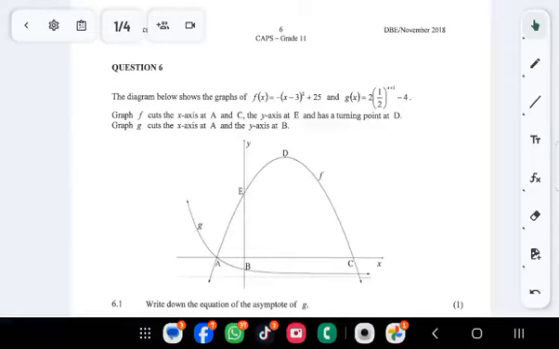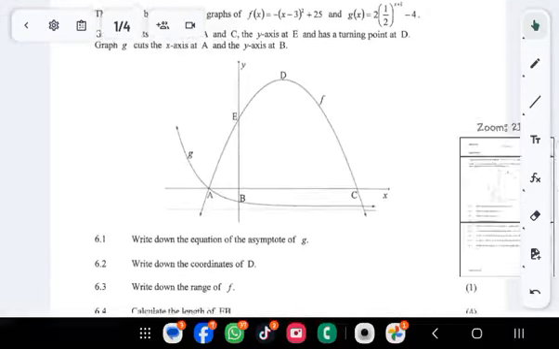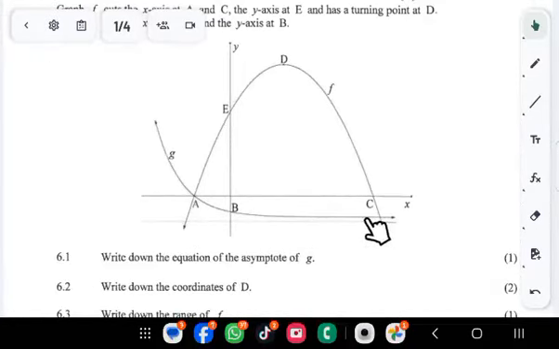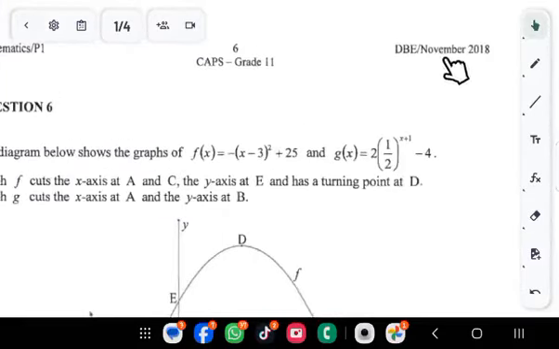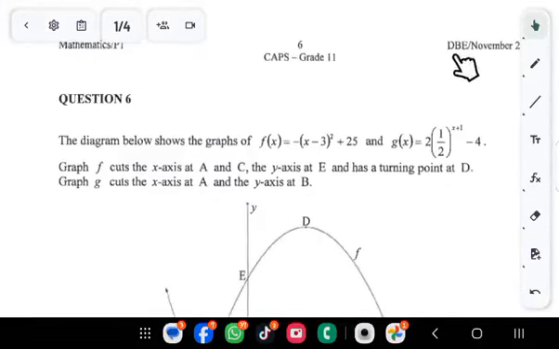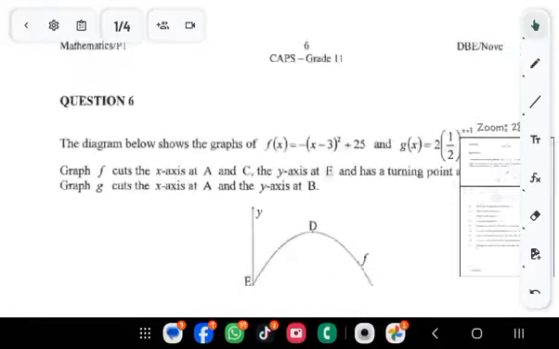And in this video, we're going to look at another grade 11 functions question, particularly focusing on the exponential function, even though we have a parabola, which a lot of people struggle with. That's why I'm doing another parabola video. And now this comes from the November 2018 Department of Education paper 1.